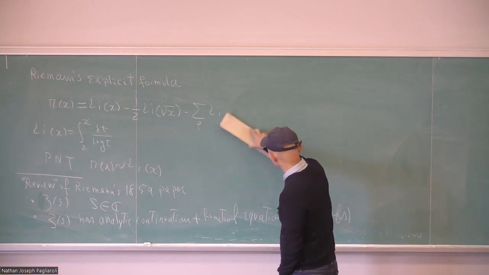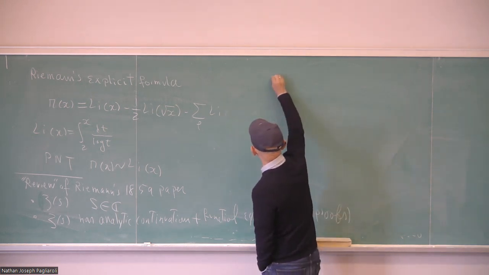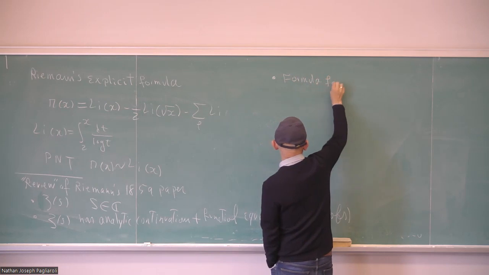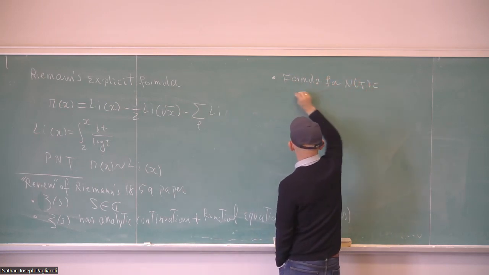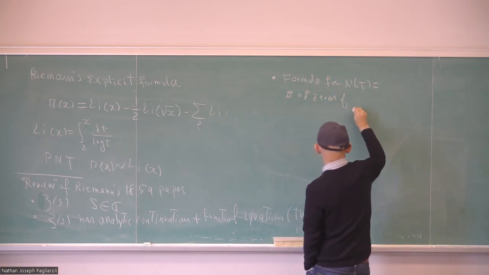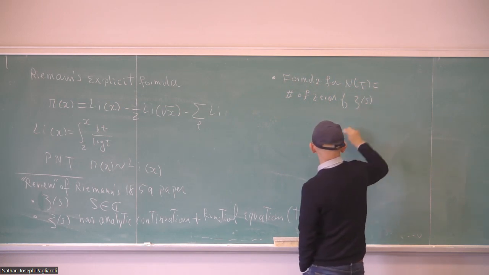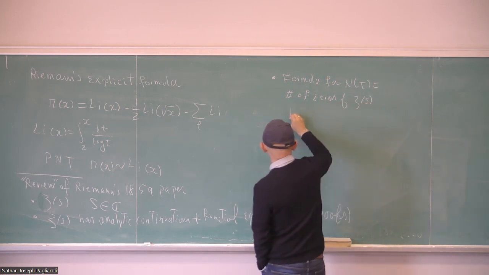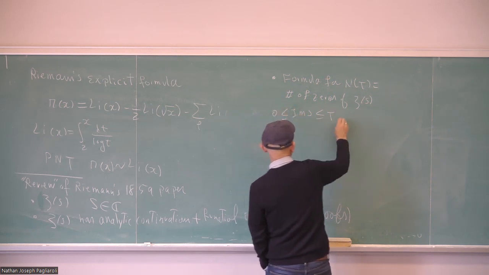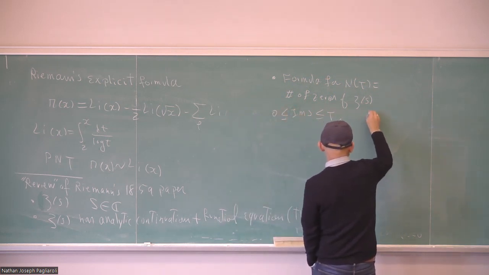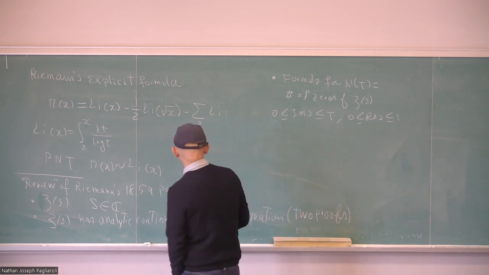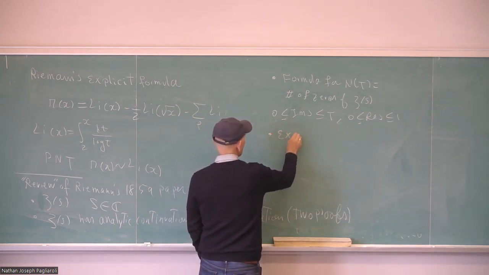The third point was the formula for N(T), the number of zeros of zeta(s) in the critical strip, with imaginary part of s less than or equal to t, bigger than or equal to 0, real part of s less than or equal to 1, bigger than or equal to 0. And an explicit formula, which is here.